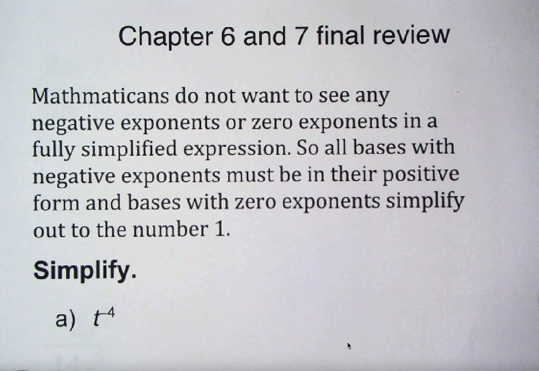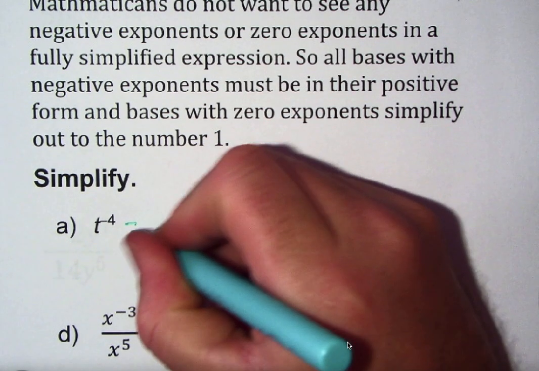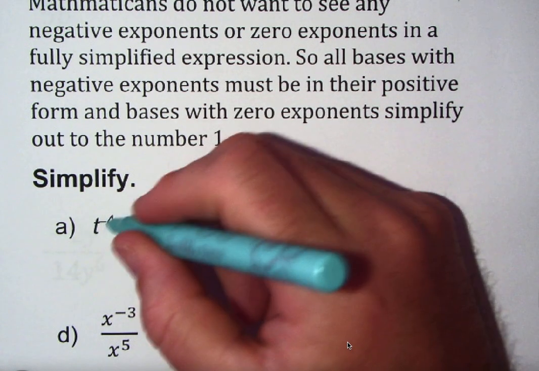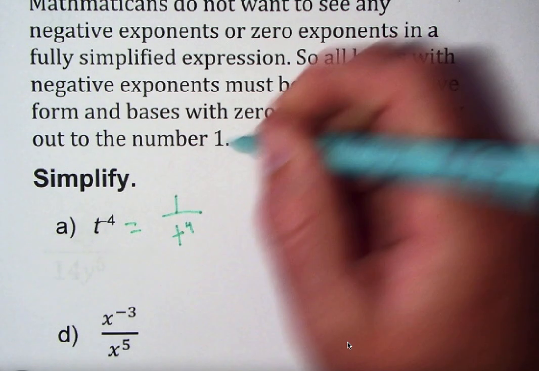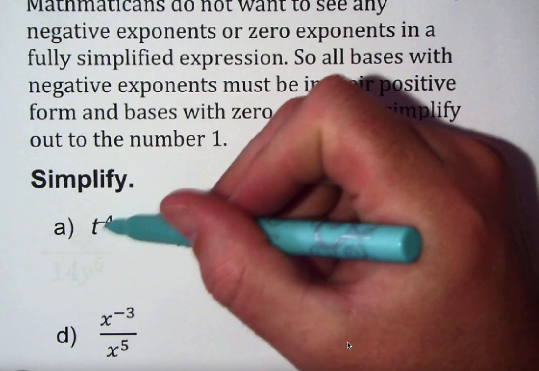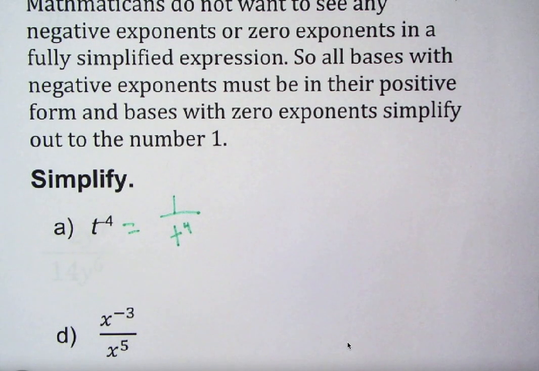But so chapter 6. Mathematicians do not want to see any negative exponents or zero exponents in a fully simplified expression. So all bases with negative exponents must be in their positive form, and bases with zero exponents must simplify out to 1. Okay? For example, t to the negative fourth. We learned and discovered that that is its positive form, and what a negative exponent means is 1 over t to the positive fourth. A negative exponent means 1 over the positive version form. Okay? Great. And now we're simplified.